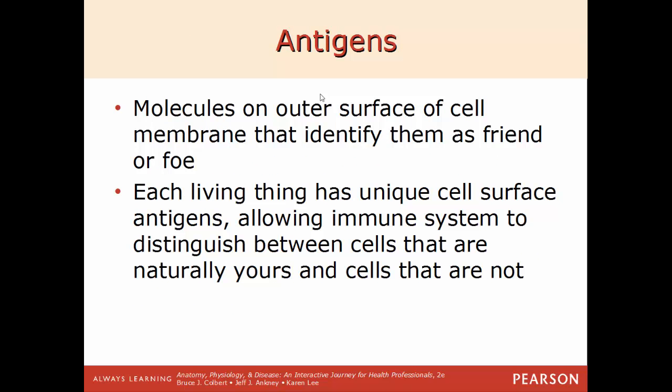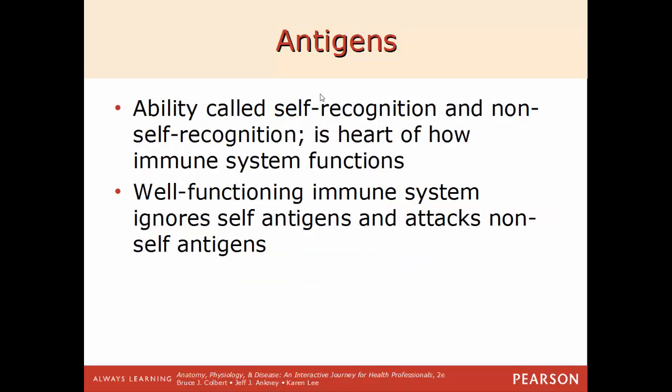First, we'll talk about antigens. These are molecules on the outer surface of a cell that identify them as being friend or foe. So this is how your body recognizes what cells are from you and what cells are foreign. If something is determined to be foreign, it will be attacked by your immune system. Every living thing has a unique cell surface antigen. This is what allows your immune system to distinguish between you and things that are not you. So this ability is called self-recognition and non-self-recognition.